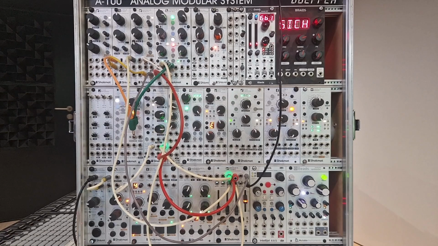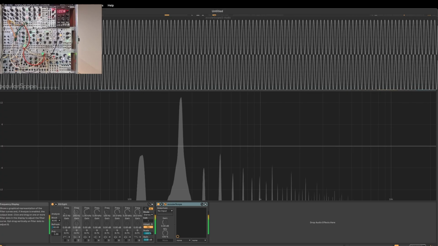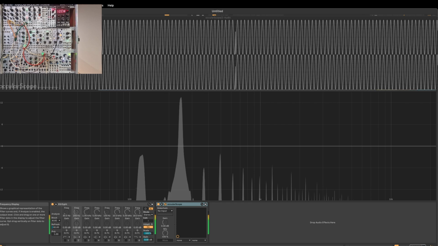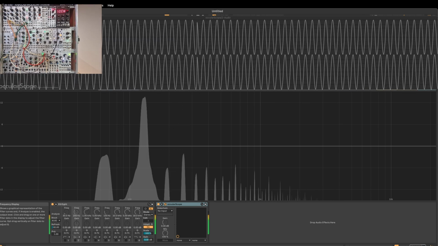Alright, so let's have a look here at this little modular rig. For the moment we have a sine wave playing, which is coming from this oscillator. What it looks like, we see the oscilloscope, we see the waveform. If I move the pitch, this is our starting point.